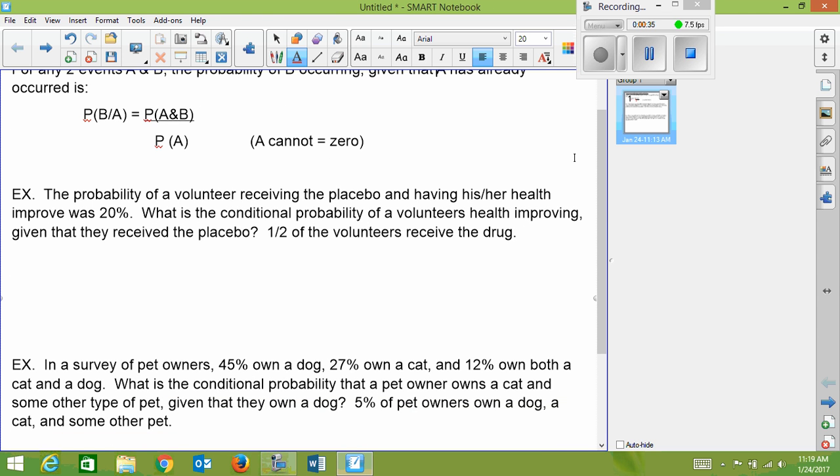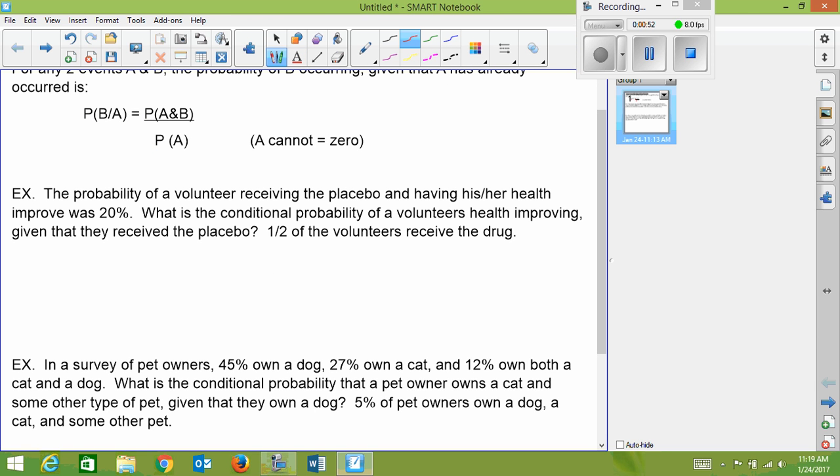So the probability of a volunteer receiving the placebo and having his or her health improve was 20%. What is the conditional probability of a volunteer's health improving, given that they received the placebo? So half of the volunteers received the drug, which is the placebo. So the probability of A and B happening, it says the probability of a volunteer receiving the placebo and having their health improve was 20%. So 0.2. And then it says divided by the probability of A, okay? Well, the probability of A is receiving the drug, and so half of them receive the drug.